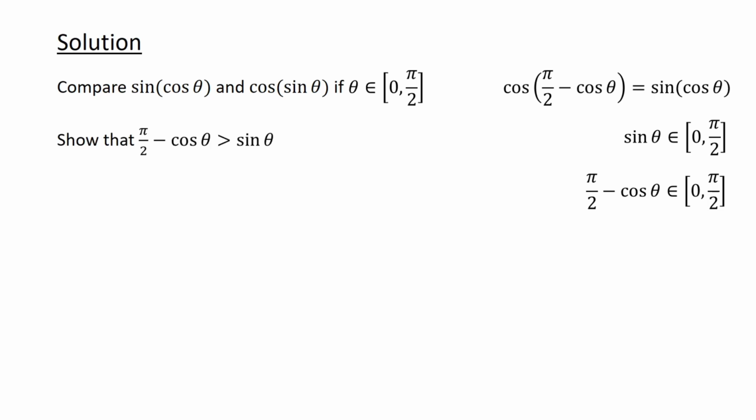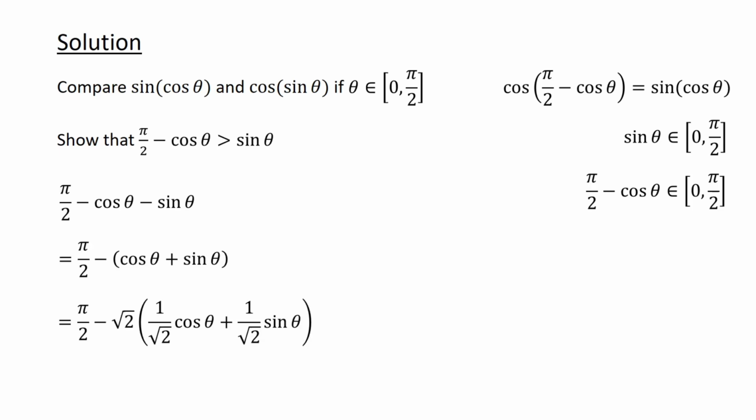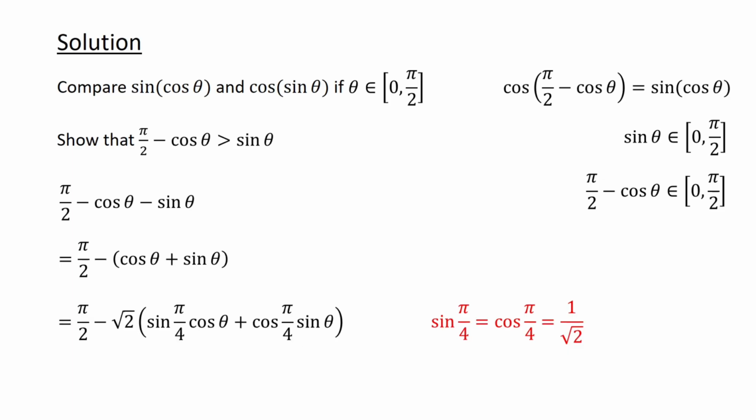Following this, let's show that pi over 2 minus cosine theta is greater than sin theta. To do that, consider the expression pi over 2 minus cosine theta minus sin theta. After writing it as pi over 2 minus the bracket of cosine theta plus sin theta, we multiply and divide by square root 2 to the terms in the bracket. Since sin pi over 4 and cosine pi over 4 equal 1 over square root 2, we obtain pi over 2 minus square root 2 times the bracket of sin pi over 4 times cosine theta plus cosine pi over 4 times sin theta.